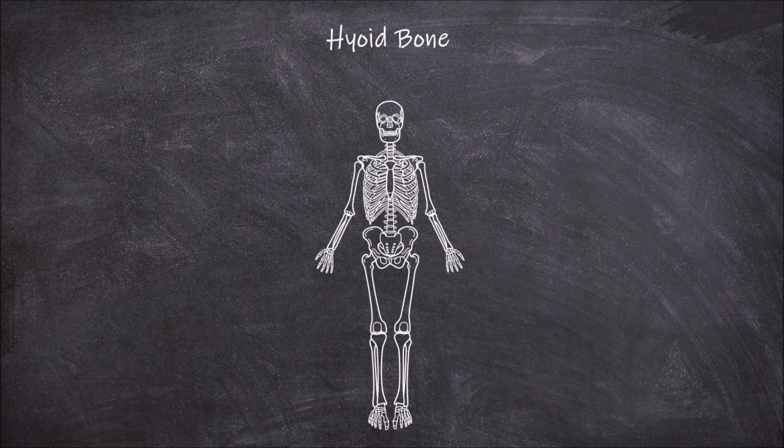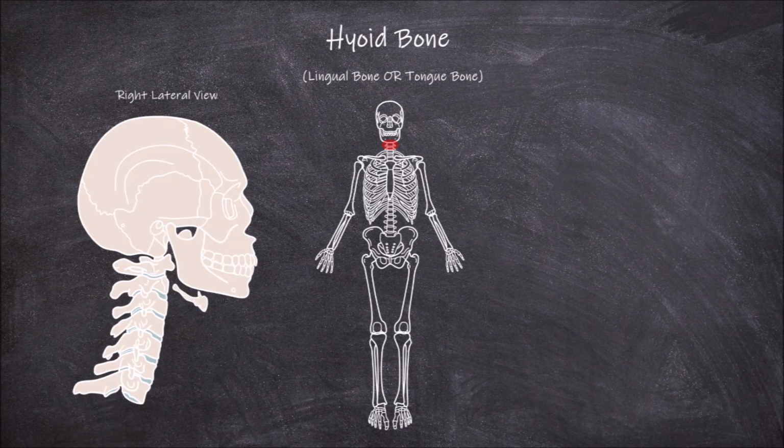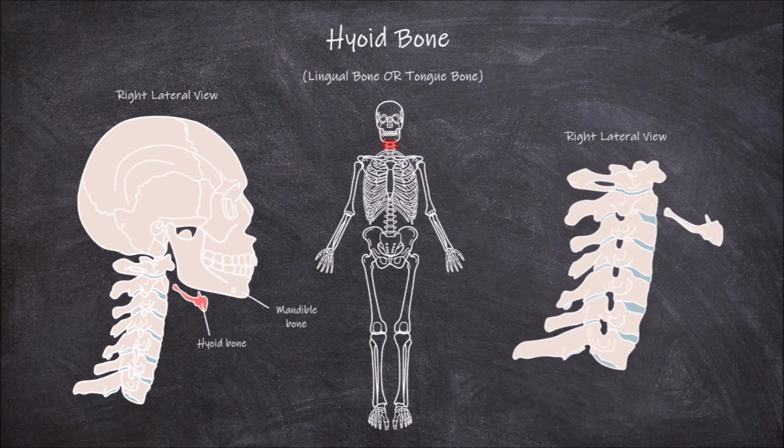This bone is also known as the lingual bone or the tongue bone. The hyoid bone is located in the upper anterior region of the neck. If we take a closer look at the right lateral view of just the head and neck bones, we can see the hyoid bone highlighted in red sitting under the mandible bone. If we now look just at the bones of the neck, we can see highlighted in red the hyoid bone sits in front of the cervical vertebrae at around the third cervical vertebra.